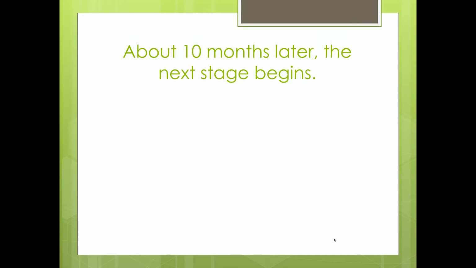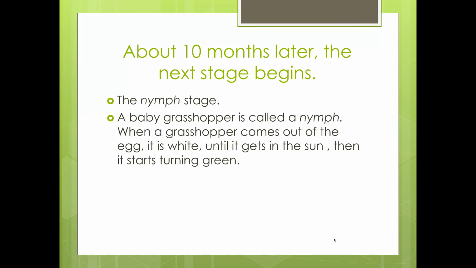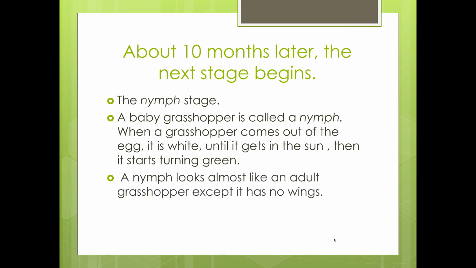About 10 months later, the next stage begins. The nymph stage. A baby grasshopper is called a nymph. When a grasshopper comes out of the egg, it is white until it gets in the sun, and then it starts turning green. A nymph looks almost like an adult grasshopper, except it has no wings.